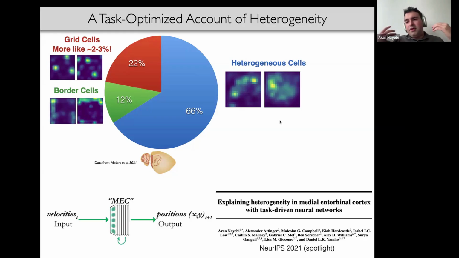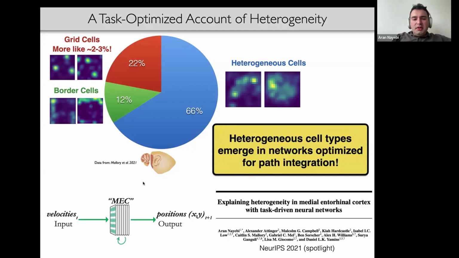And it turned out that, in the work I did in 2021, which was a NeuroAI Spotlight, if you train neural networks to do this same navigation task, this kind of dead reckoning where they're integrating velocities across time to get to the next position, you can actually develop internal representations through this path integration optimization that match the same distribution of varying cell types that we see in the real brain data.